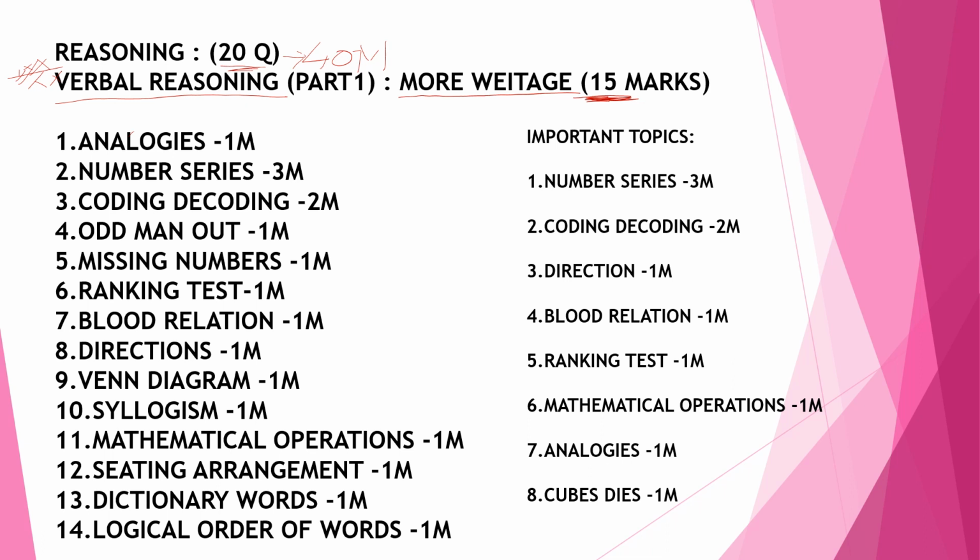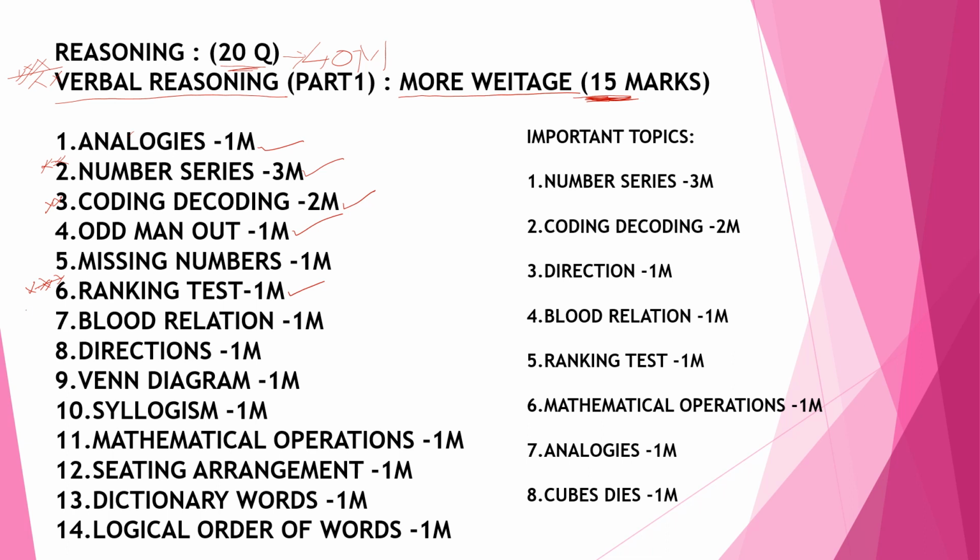What are the topics related to verbal reasoning? Analogies, we can expect 1 mark. Number series, this is the most important topic, we can expect 3 marks from here. Coding and decoding, 2 marks. This is also a most important topic. Odd man out. Next, ranking test, which is also most important. Definitely one question will be there from ranking.